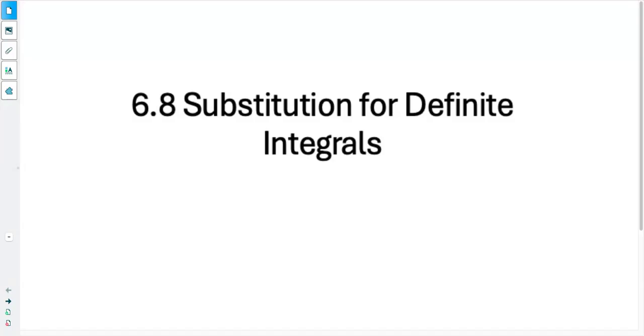Hi, today we're looking at substitution for definite integrals. We pretty much will end up doing this very similarly to what we did when we had indefinite integrals. We're just now having the values that our integral is starting at and ending at.